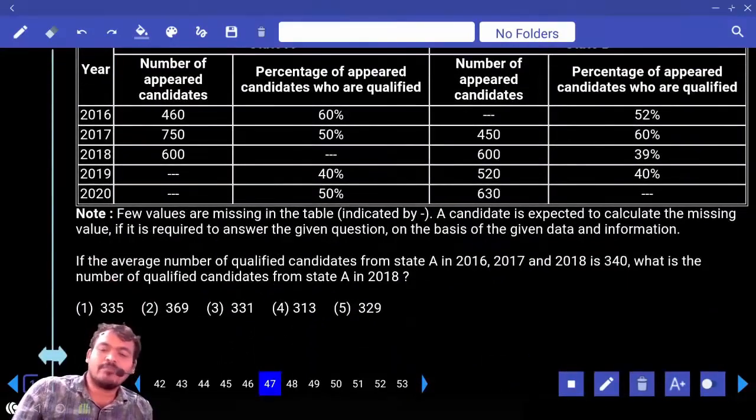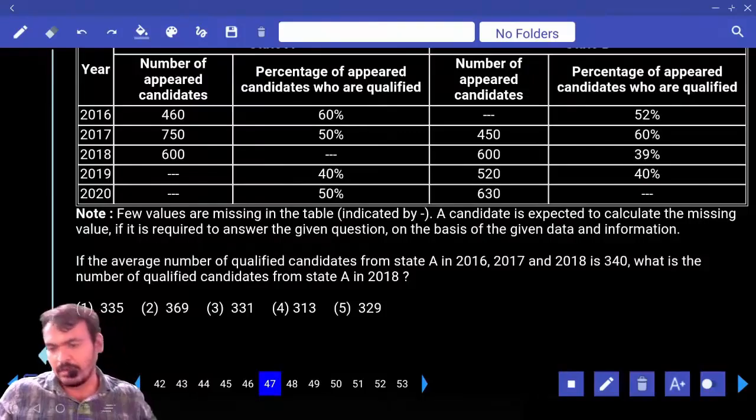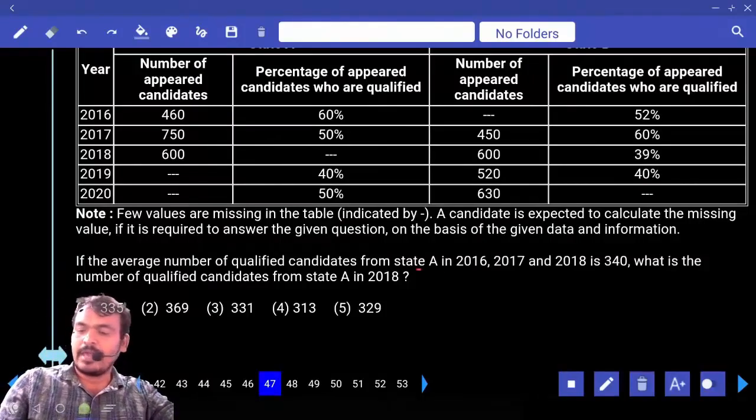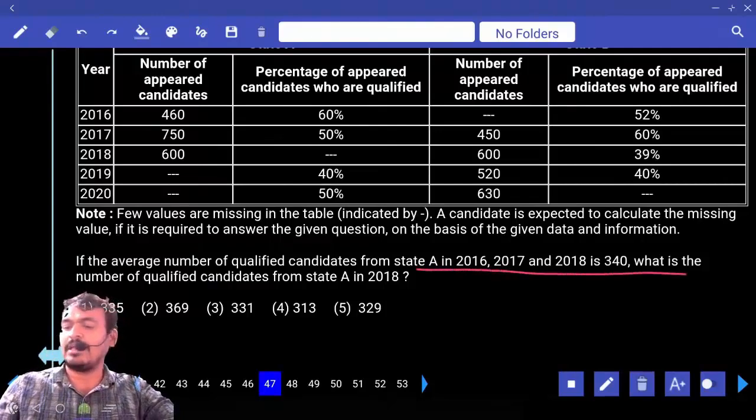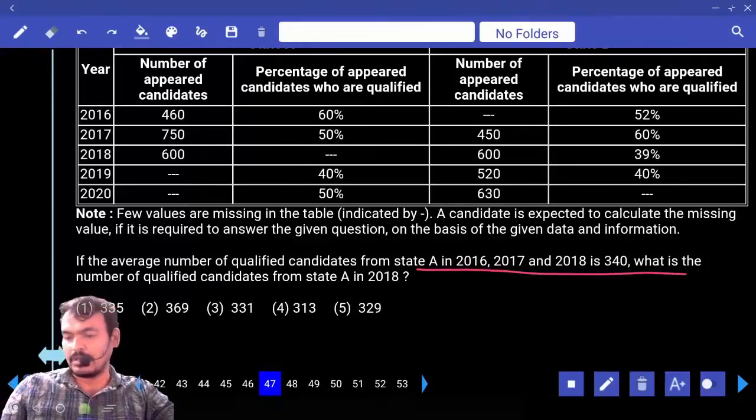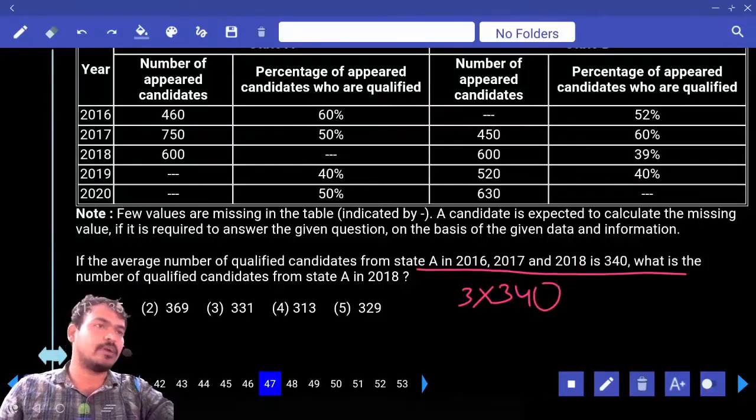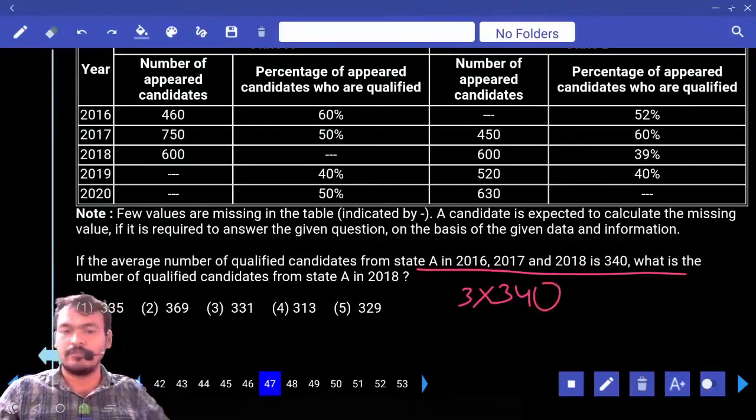If the average number of qualified candidates from state A in 2016, 17 and 18 is given, how much? 340. What is the number of qualified candidates from state A in 2018? Average of A in 2016, 17 and 18 is given, how much? 340. Nothing but it is 3 into 340, or not? Average of 340 means sum value is 3 into 340.